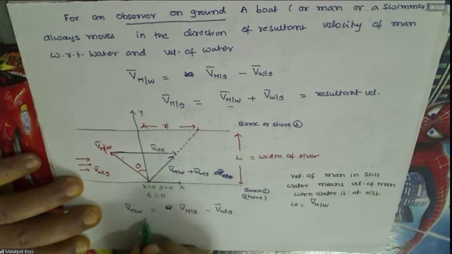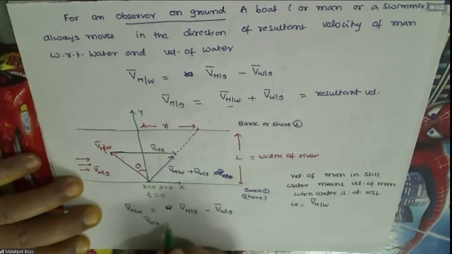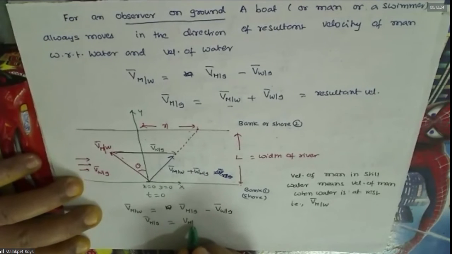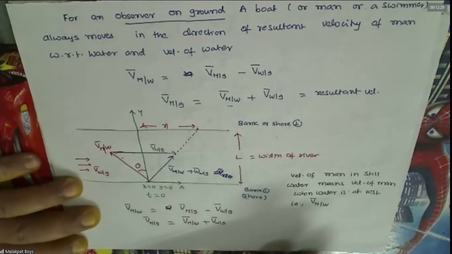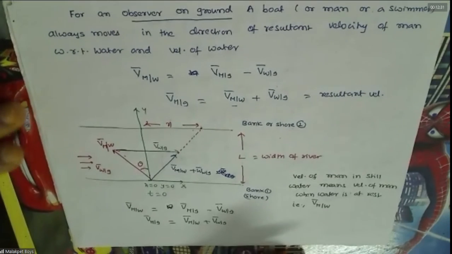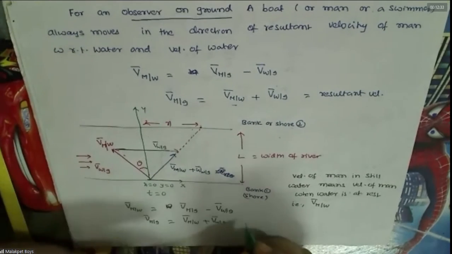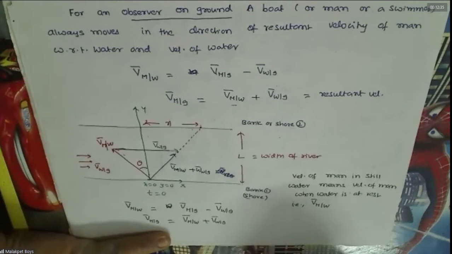So we get velocity of man with respect to ground is velocity of man with respect to water plus velocity of water with respect to ground. Do you agree with this? Clear? So this is understood, isn't it?